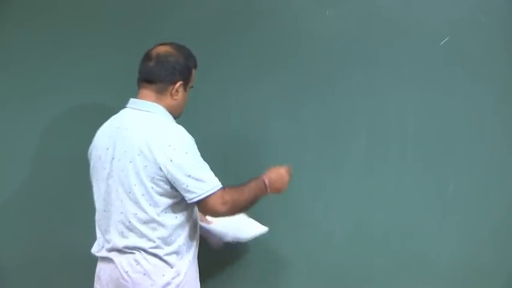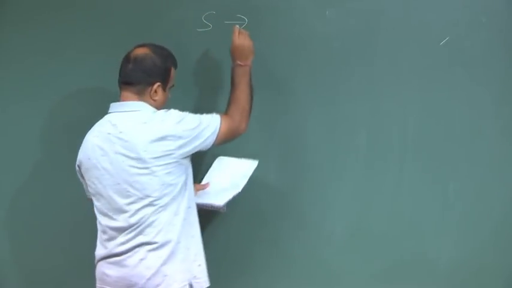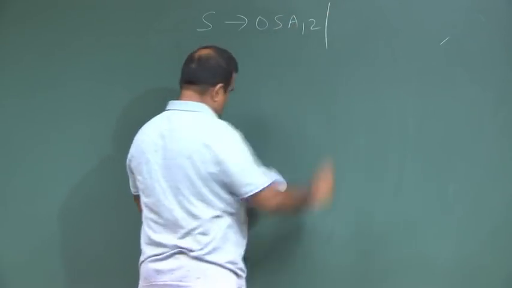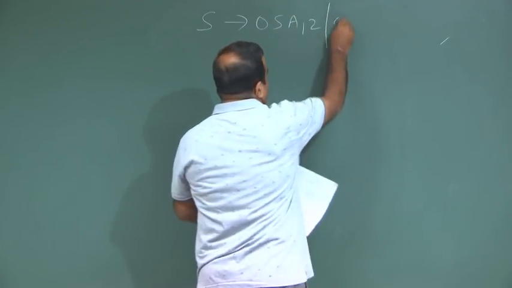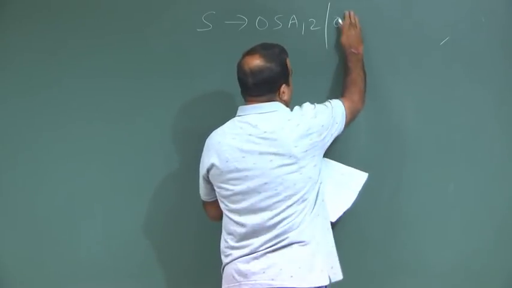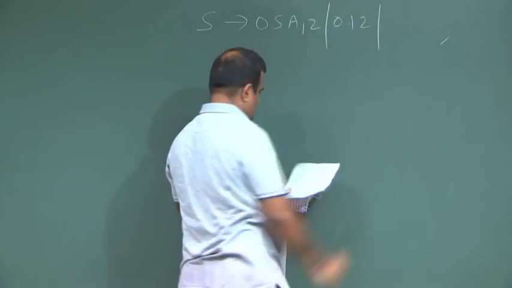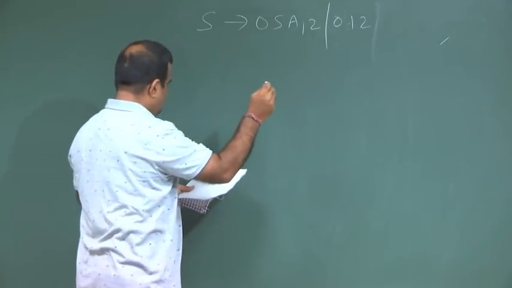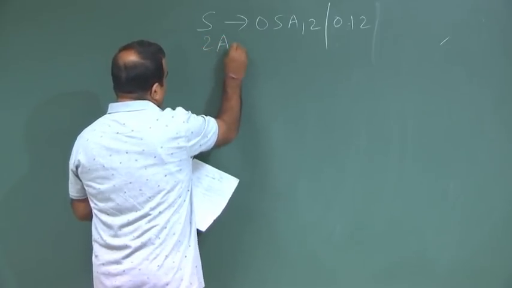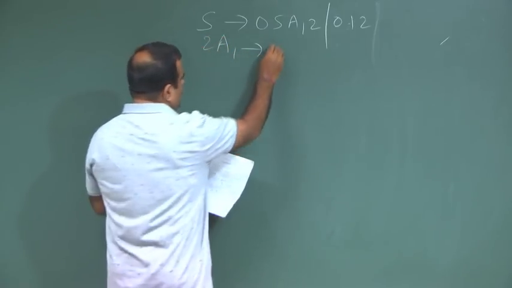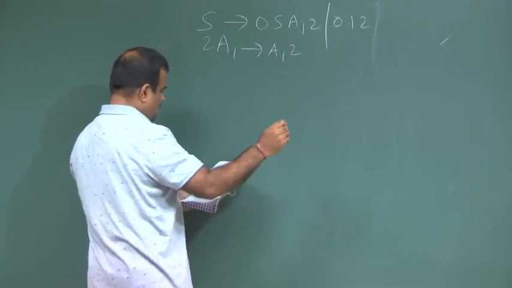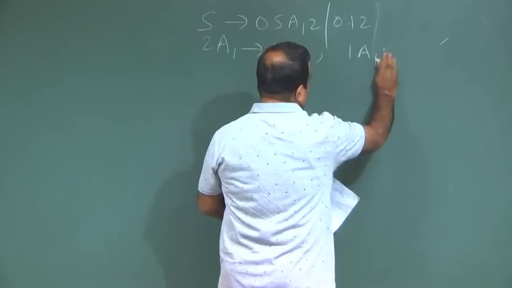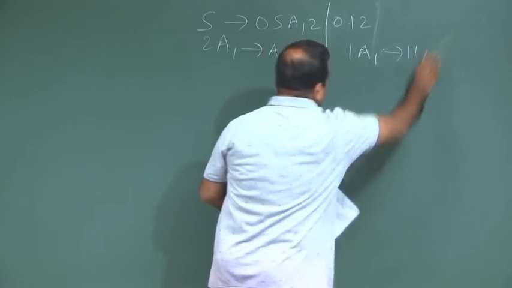So, the rules are S going to 0 S A 1 2, another is S going to 0 1 2, no more. And another two rules are 2 A 1 going to A 1 2, and 1 A 1 going to 1 1.